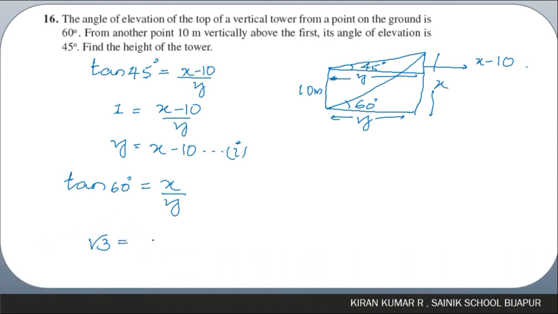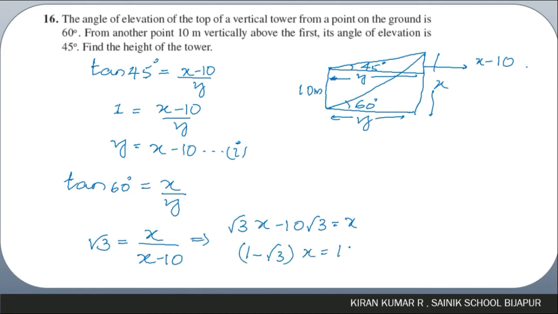Root 3 is equal to x upon, in the place of y, x minus 10. We get root 3 x minus 10 root 3 equal to x. So we get 1 minus root 3 times x equal to, sorry, minus 10 root 3. So we get the value of x as 10 root 3 upon root 3 minus 1.